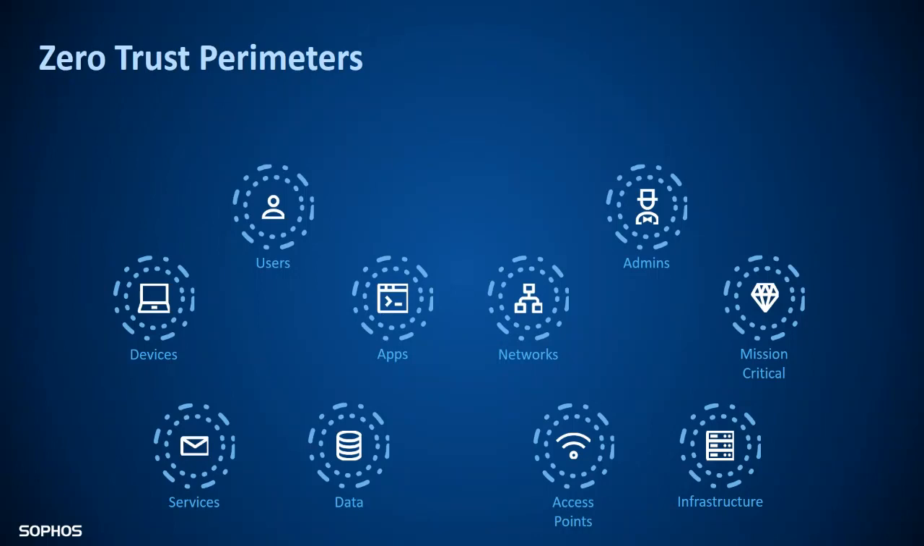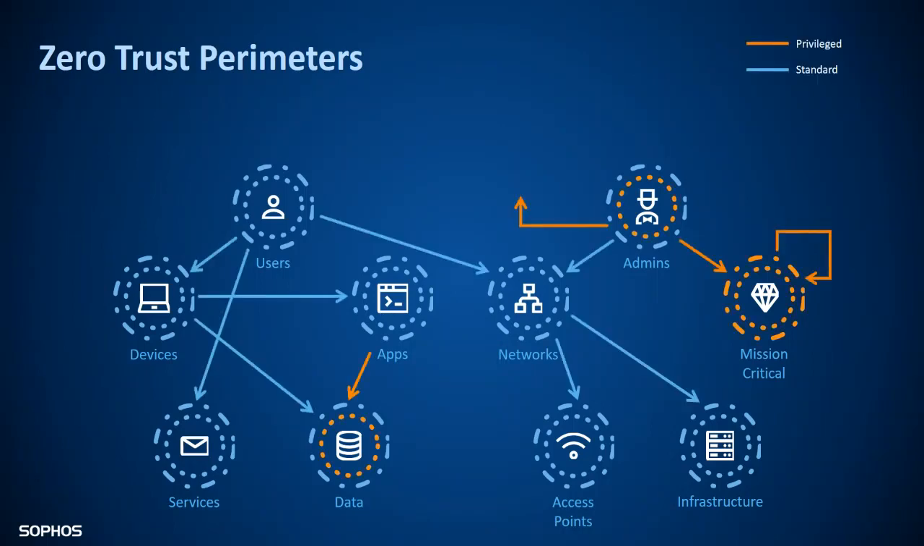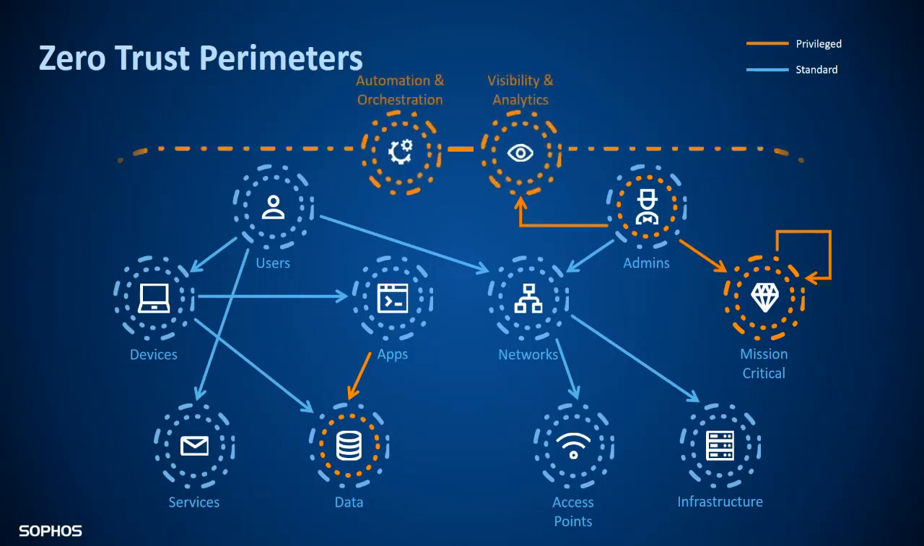Next, we map out the standard and privileged gateways between all these resources and assets to understand how they connect to each other and which ones are vitally important to lock down. Then we overlay this with automation and orchestration, tools that will help us automate workflows and achieve the adaptive and dynamic policies we require. We also overlay visibility and analytics so that we can see the big picture and identify potential threats and incidents as quickly and efficiently as possible.